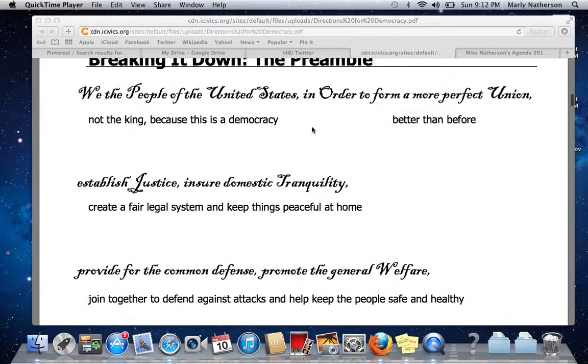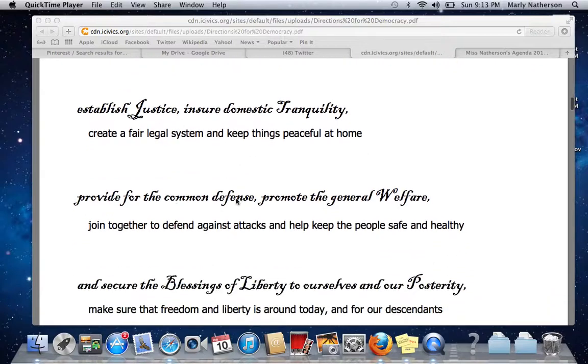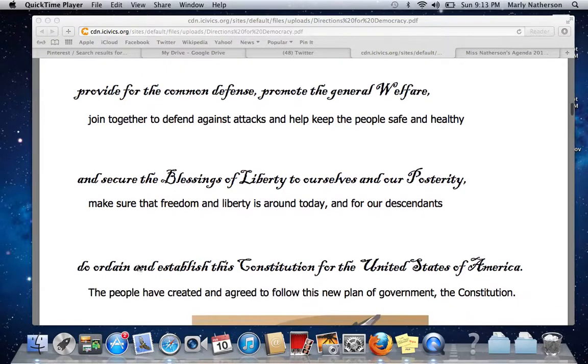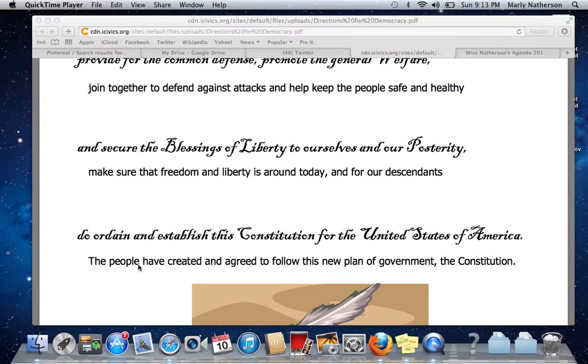So to review, we've got we the people of the United States, not the king, all the people. In order to form a more perfect, better country, we're going to do 5 things. We're going to establish justice or a fair legal system. We're going to make sure that there is peacefulness at home. We're going to defend ourselves if someone attacks us. We're going to keep our people safe and healthy. And we are going to make sure, no matter what, that there is freedom and liberty today and forever in the future of America.